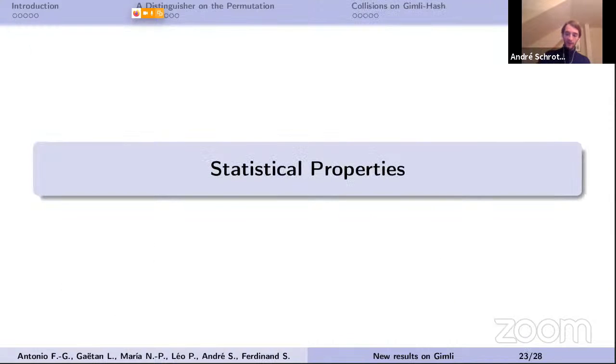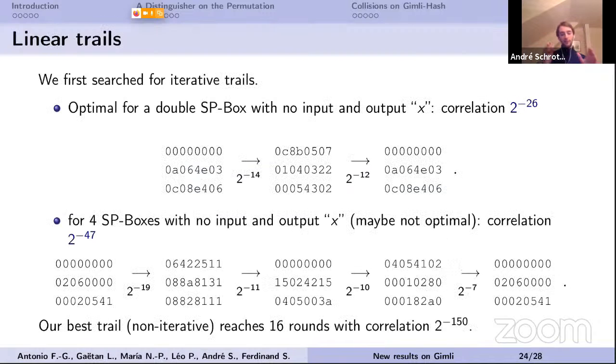I'm going to say a few words about statistical properties. So in the permutation, we first searched for linear trails, which was apparently the first study of linear trails in this permutation. I wanted first to have a look at iterative trails, in particular iterative trails that are going to have no weight on the input and output X words, because X goes through the swaps. And if there is no X, then we completely traverse the swap layer.